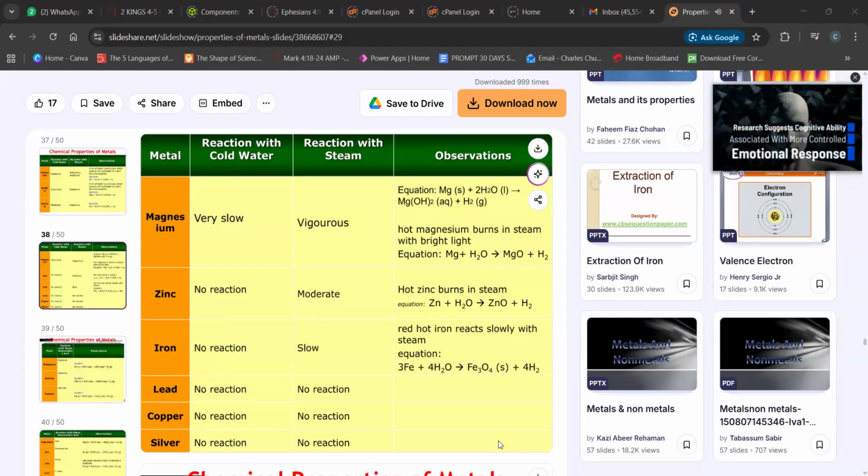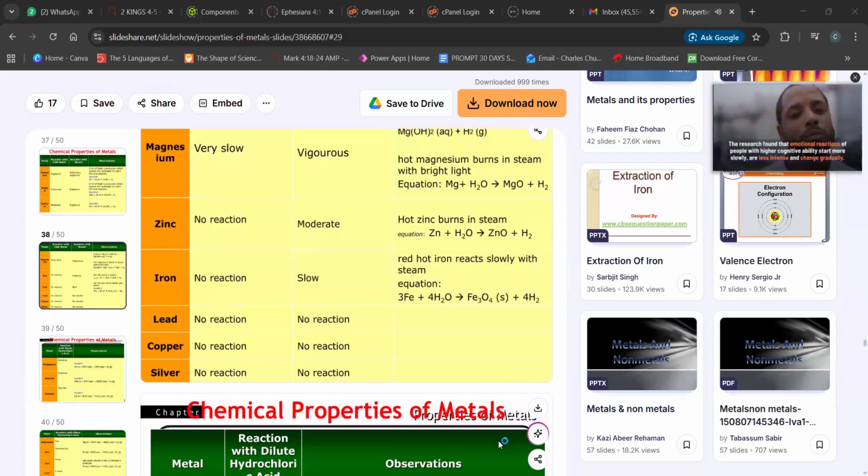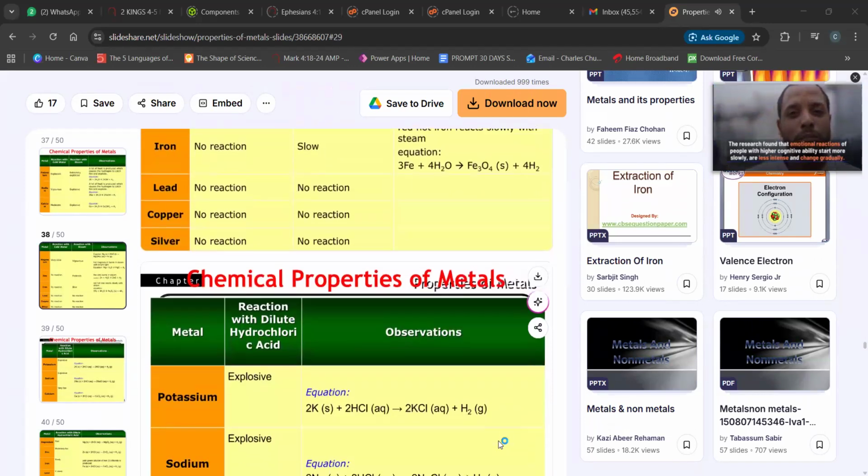So copper doesn't have any reaction. Because of that, it's the best material to be used for making wires.